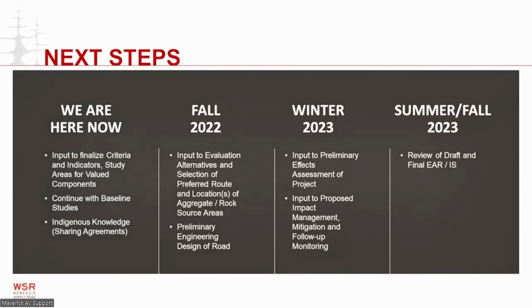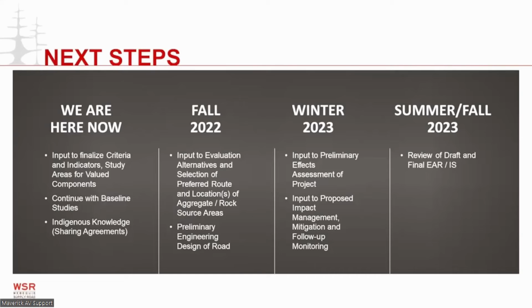In terms of next steps, let me just talk about where we are now. We are looking for input to finalize the criteria and indicators, as well as identify study areas for the valued components. We're looking to continue with our baseline studies and collect Indigenous knowledge. Now, in fall of 2022, we're looking for input to evaluation of alternatives and selection of the preferred route and locations for the construction material sources, aggregate and rock. And we'll be doing the preliminary engineering design of the road.